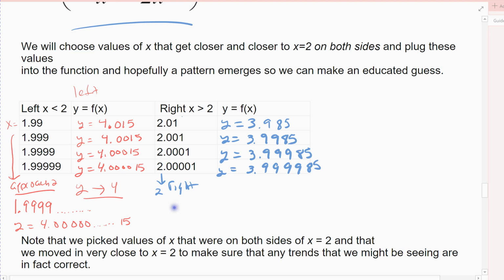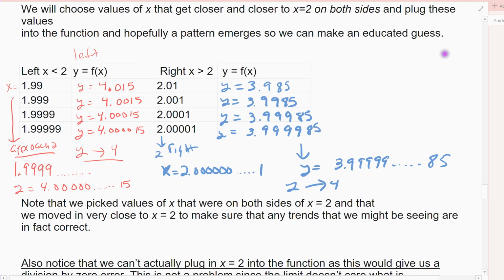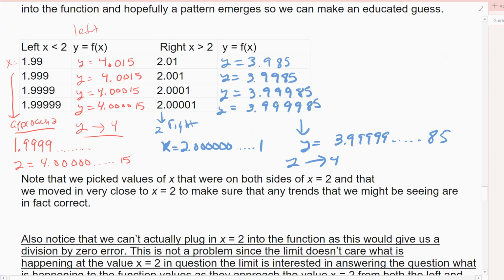Right? And so when I'm coming from the right, if my x value is 2.0000000, 1,000 zeros and then a 1, well, the y value would be 3.99999, 1,000 nines, and then eventually an 85. But 3.999999999 is basically 4, right? We'd round that to 4. And so it's approaching 4 on this side as well. It never actually gets to 4, but it gets so stinking close to 4 that we say 4 is its limit.